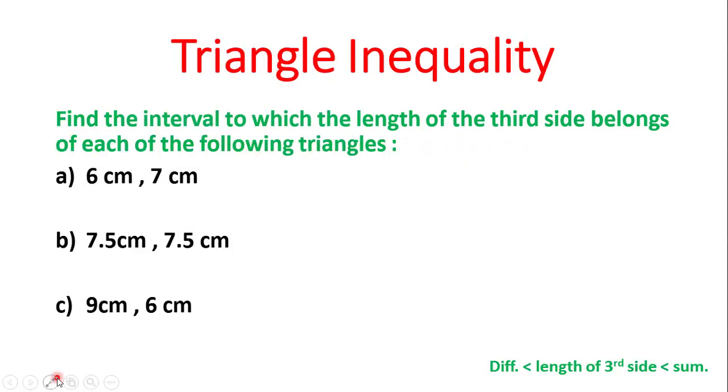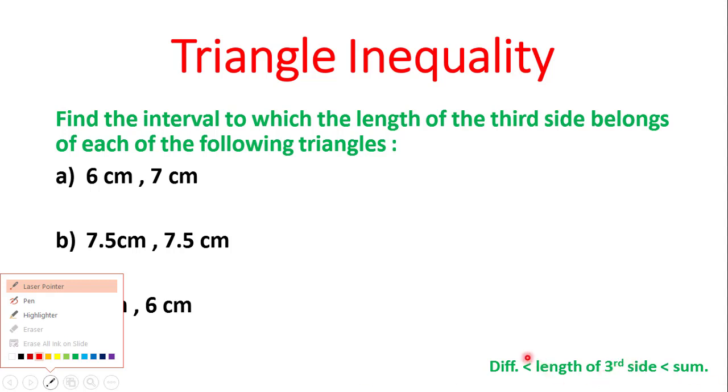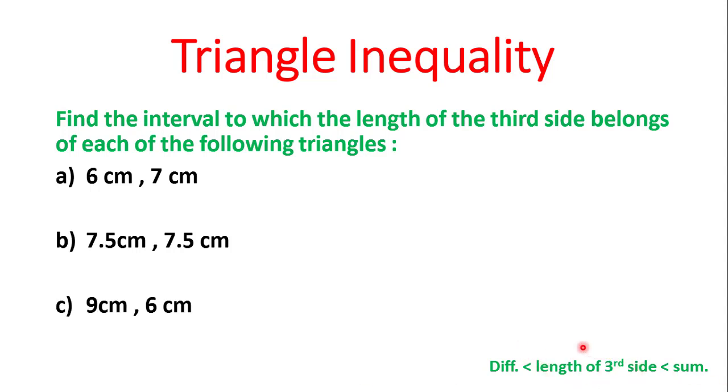Okay, the last question here, find the interval to which the length of the third side belongs. Which of the following triangle? The first one, I have two lengths, 6 and 7. So the third side length should be between the difference and the summation. What does it mean? It means that it should be between 7 minus 6 is 1, so between 1 and 13. Okay, open interval from 1 to 13. This is the difference, and here is the summation.